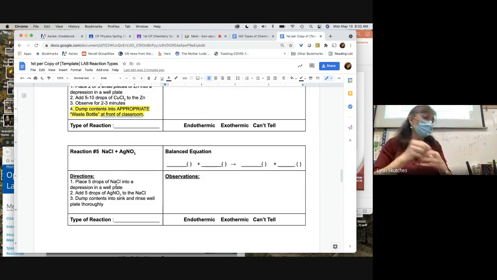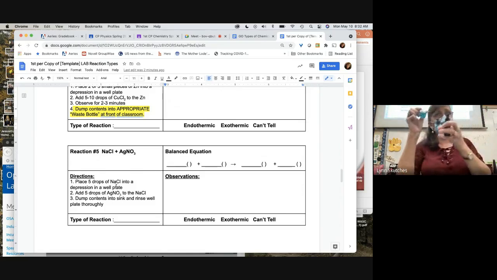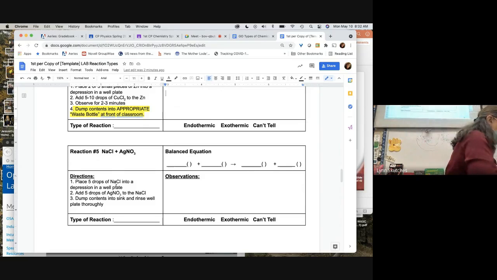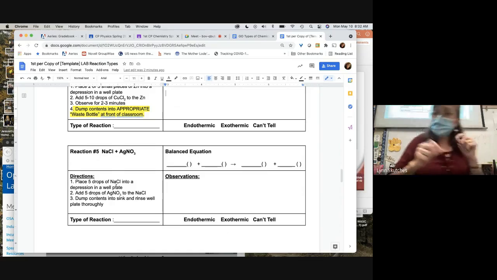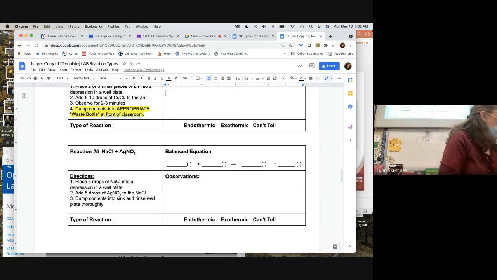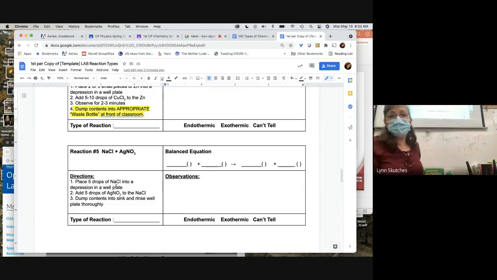Please, please, please do your best not to touch the droppers to anything that's in the well plate, whether it's the solid zinc or the other solution. Try to keep the tips up above it, so you do not get contaminated. Okay. All right, questions.